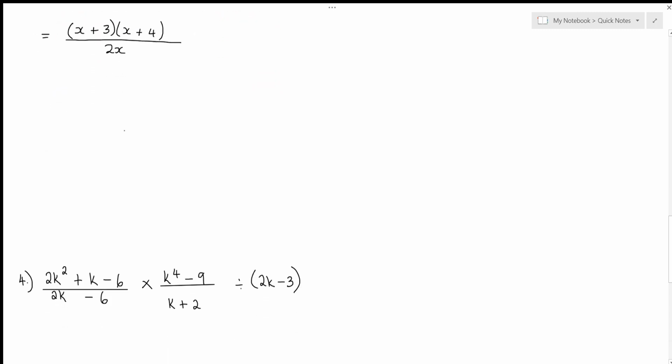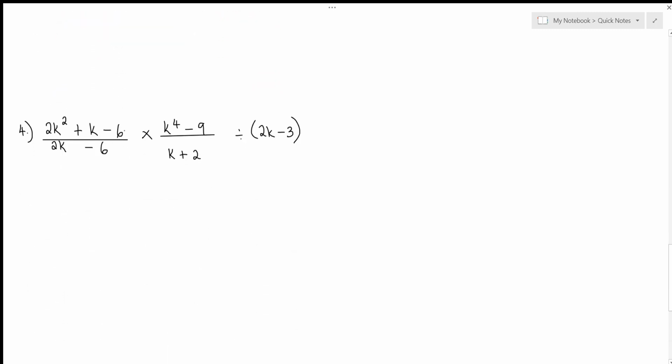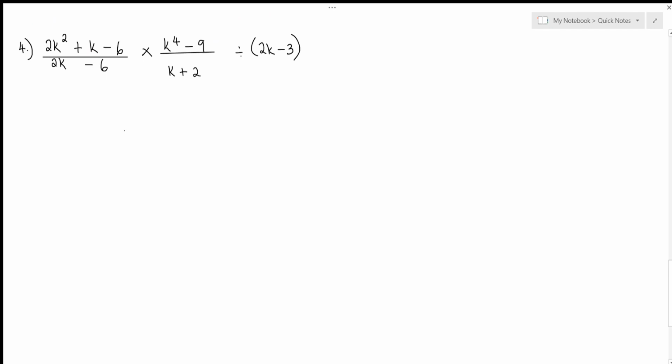Let's have a look at number 4. Number 4, we have 2k squared plus k minus 6 in my numerator. We're going to factorize that. So when I factorize that, I'm going to have 2k times k, and then I have 6 here. So I need to get left with 1 in the middle. So I'm going to do trial and error.